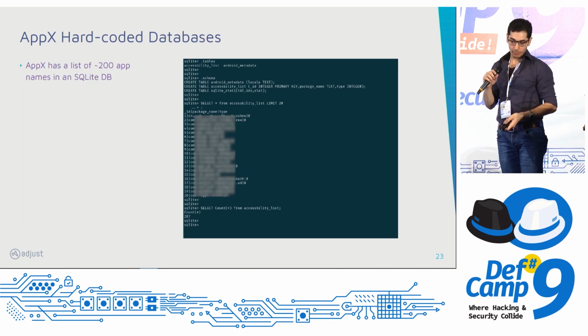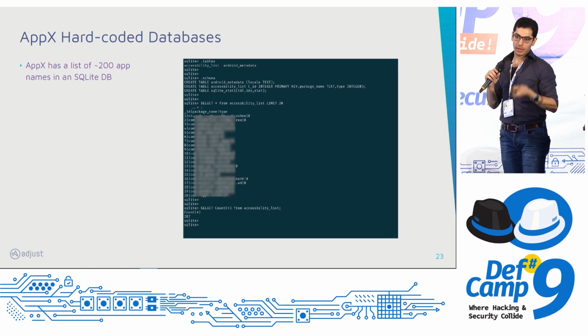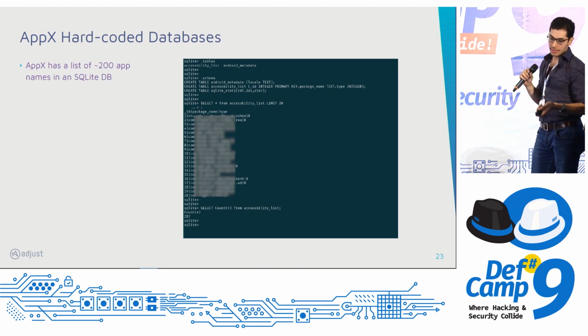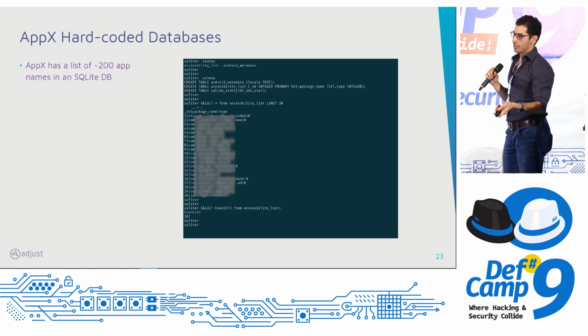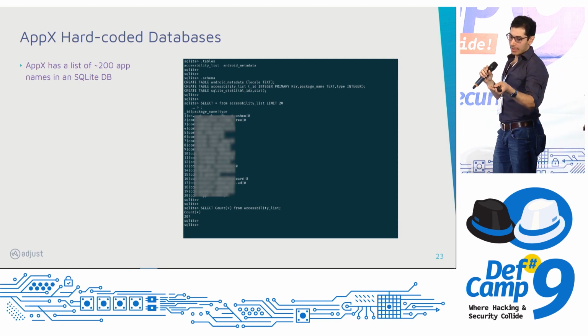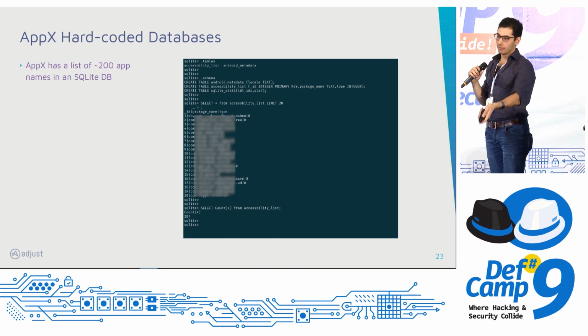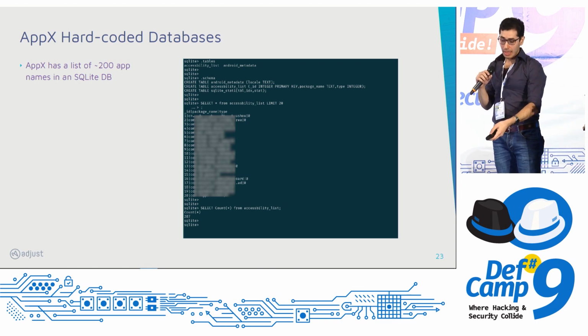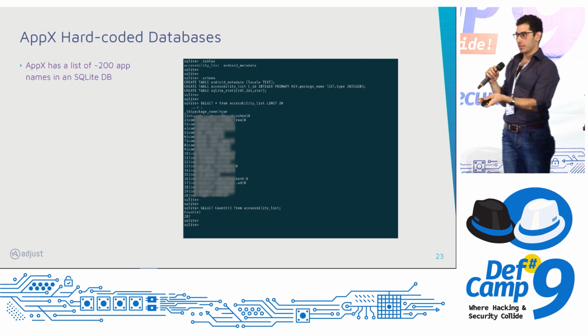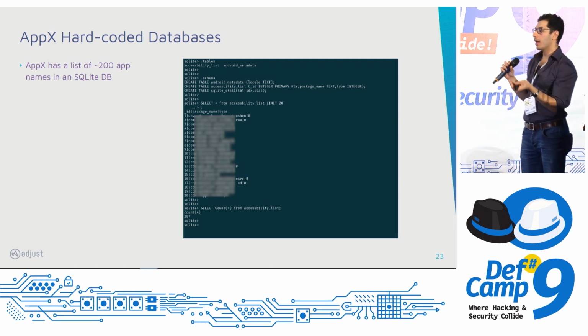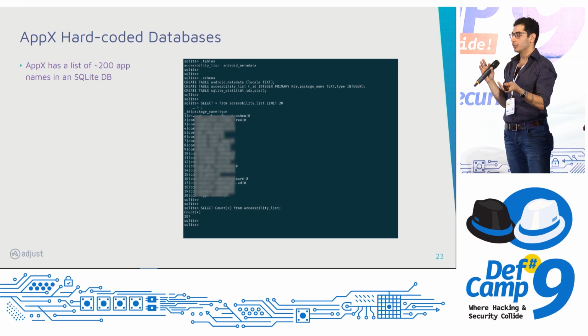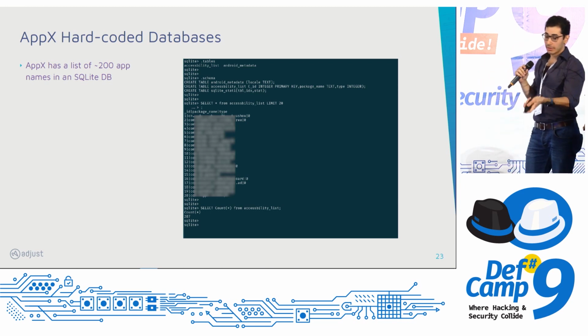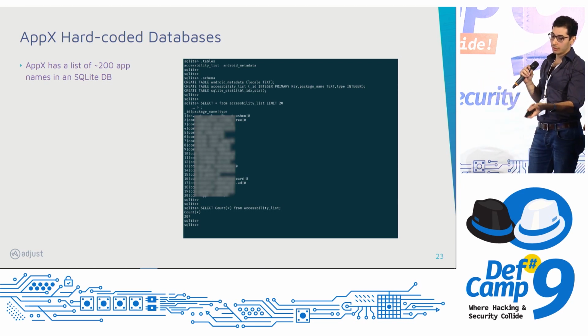Hard-coded databases. This is a big red flag for me. There is inside the app an SQLite database that has 200 app names in it, hard-coded in it. Why is it there? Of course, it's obfuscated, it's redacted, I believe, or censored, I believe the proper word is. But these are mostly games, mostly paid games that have high advertisement campaigns. And there is a list of 200 app names that are hard-coded in there.